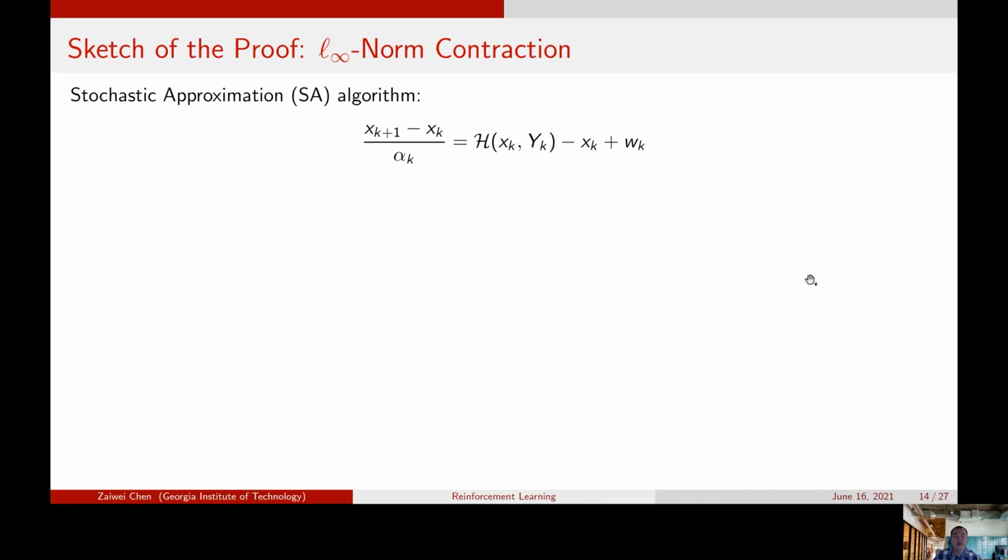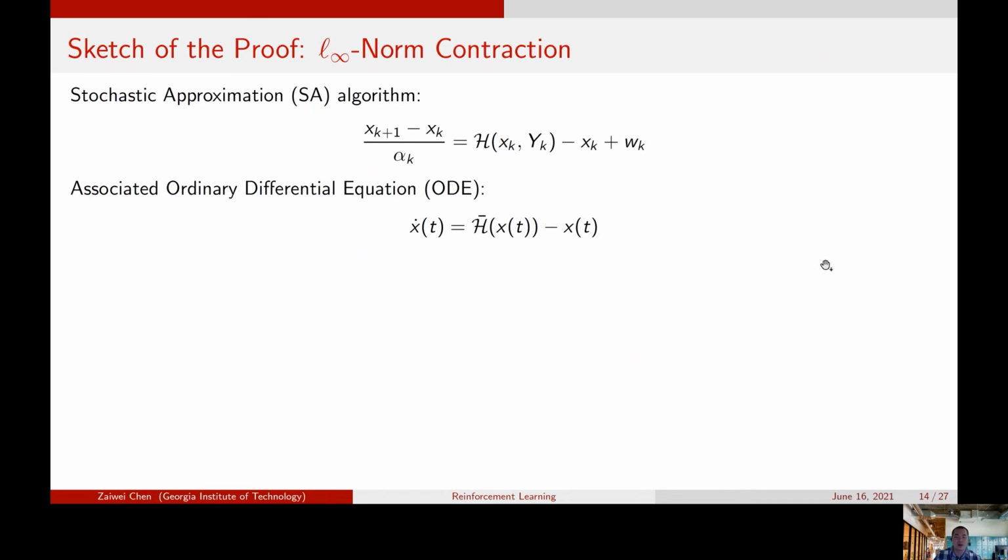So let's first identify the corresponding ordinary differential equation. We write the stochastic approximation algorithm in this form, where we send x_k to the left and then divide both sides by the step size. Now, if we let step size go to 0 and ignore all the noise terms, we get the following ordinary differential equation, where the left-hand side is obtained by letting alpha go to 0, and the right-hand side is obtained by ignoring y_k and w_k.